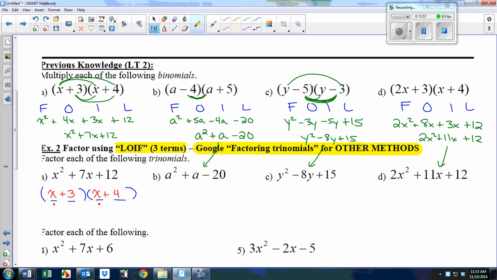B. Factor this. Blank, blank, blank, blank. In the first spot, it has to be A and A. Now it gets a little trickier, just a little bit. What multiplies to make a negative 20?